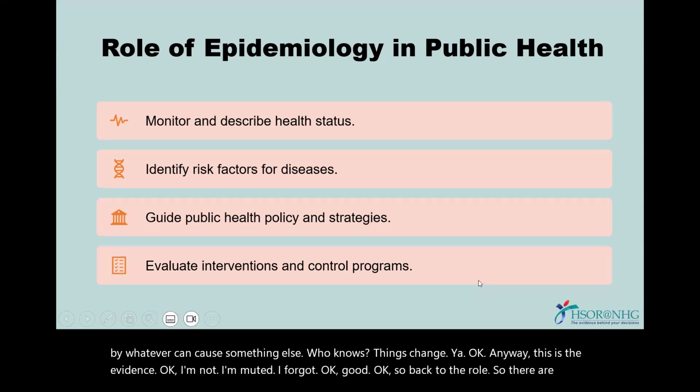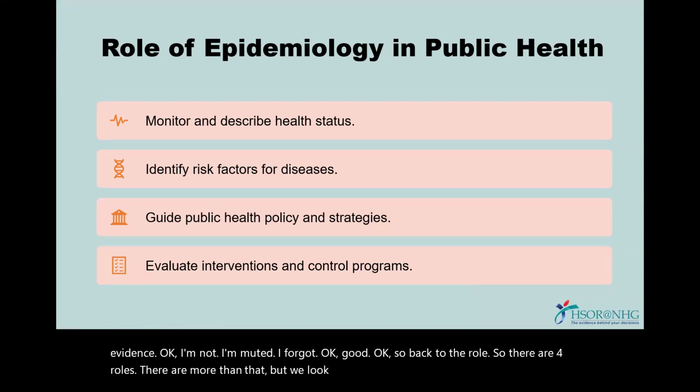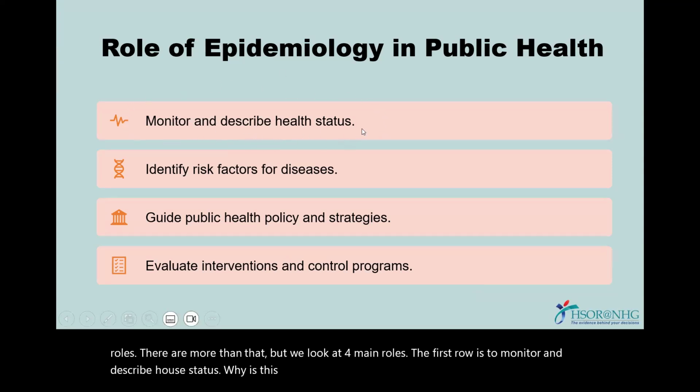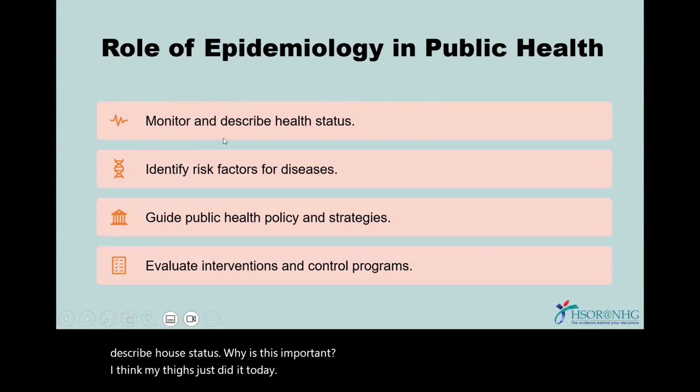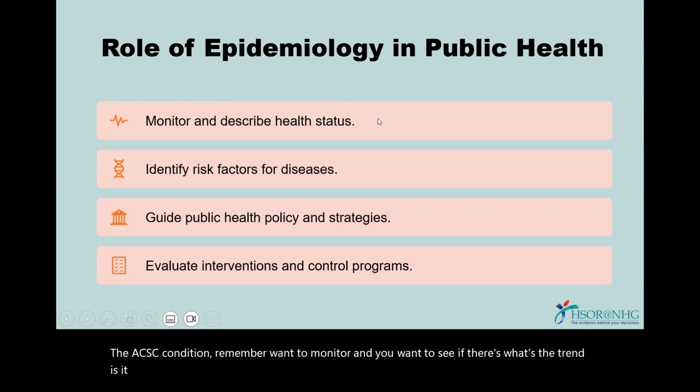So there are 4 roles. There are more than that, but we look at 4 main roles. The first role is to monitor and describe health status. Why is this important? I think Matthias just did it today. The ACSC condition, remember? We want to monitor and see what the trend is. Is it increasing or decreasing?